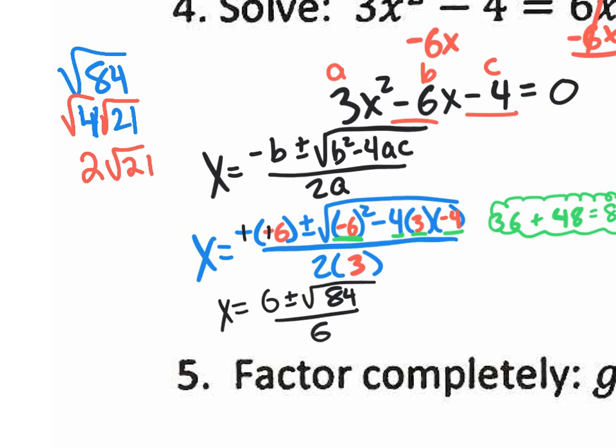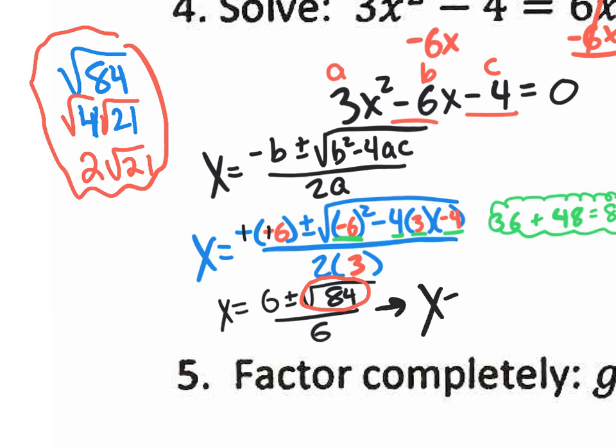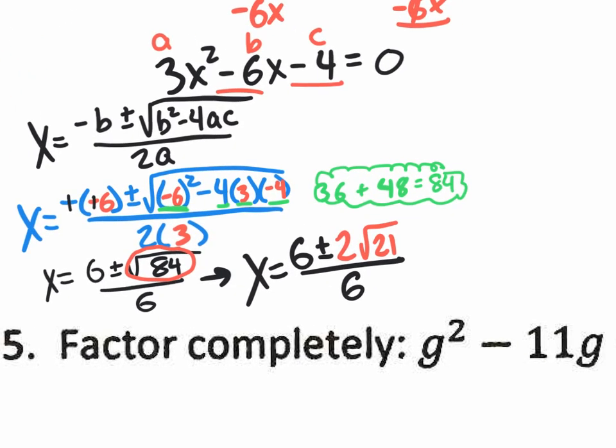Yeah. So the square root of 84, I need to replace it with 2 square root of 21. So I'm going to take the square root of 84 and just remove it and put the new value 2 square root of 21. So my answer is x equals 6 plus or minus 2 square root of 21 over 6. Now, this answer is a fraction.